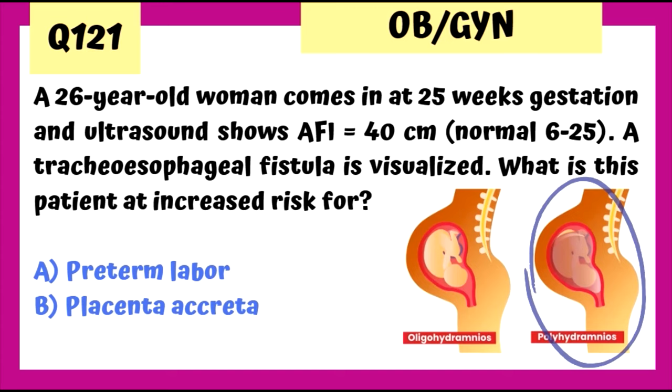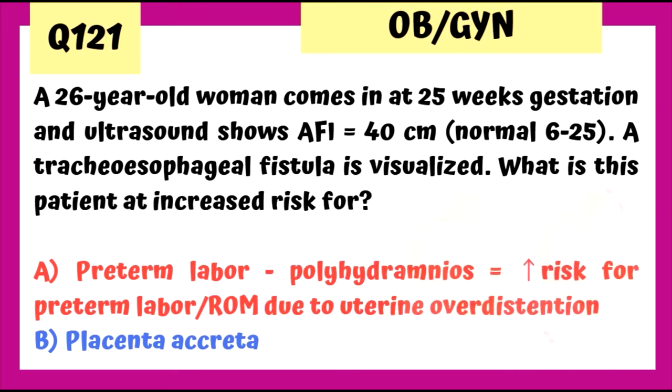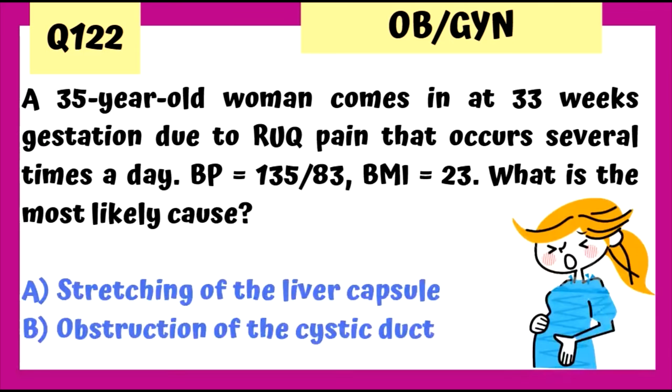What is the patient at risk for? So we see polyhydramnios, which has an increased risk for preterm labor. Polyhydramnios, as we mentioned earlier in the video, carries an increased risk for preterm labor and preterm rupture of membranes due to uterine overdistension.